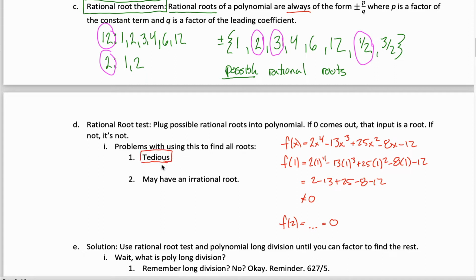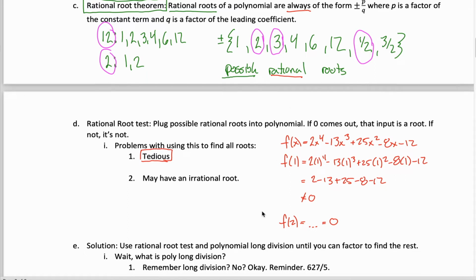And it's actually even worse than that. This only finds the rational roots, the roots that you can write as a fraction. There could be irrational roots, like the square root of 2, for example. More on that later. The point is just this isn't going to be a very efficient method for us to figure out our roots. So what are we going to do?